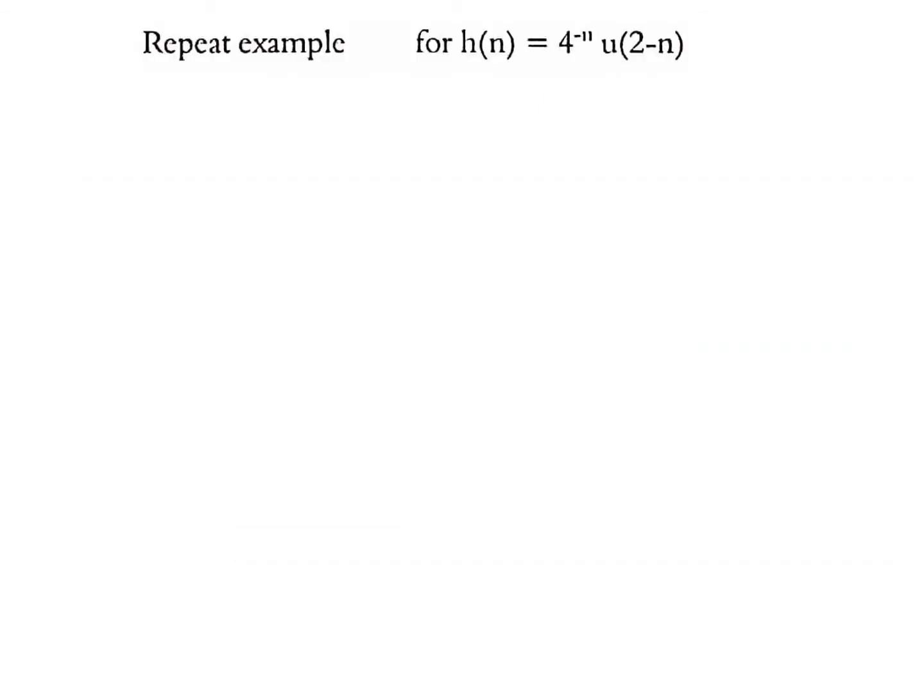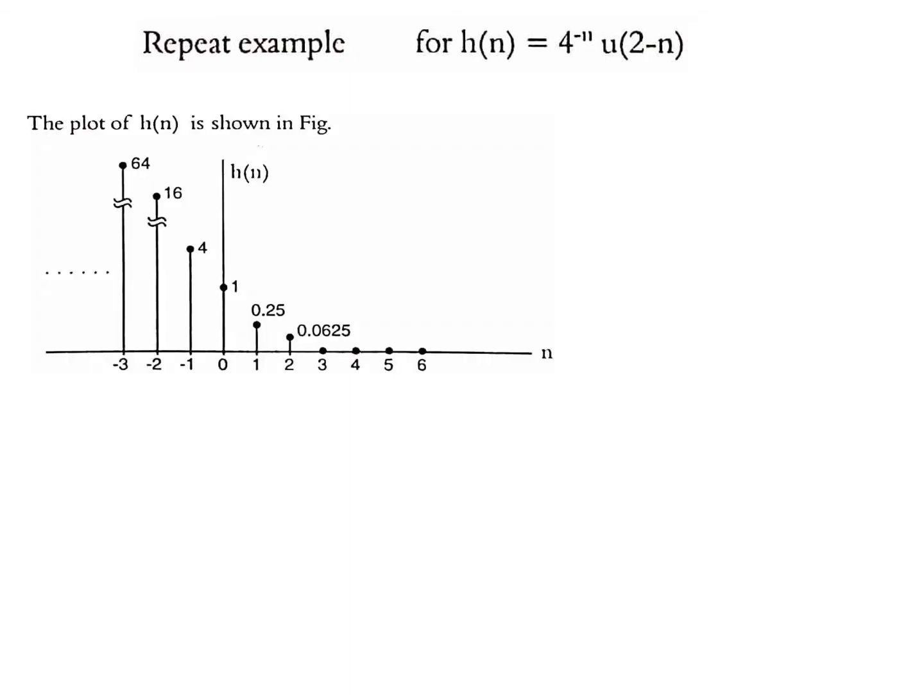Now in this particular case, h of n is equal to 4 to the power of minus n, u of 2 minus n. This is the graph I am getting. You can plot this graph. I won't explain much because it is a waste of time. You will first plot the graph of 4 power of minus n for a few values of negative n and a few values of positive n. Then multiply this with u of 2 minus n. You know how to get u of 2 minus n. It is a shifted folded signal that multiplies with 4 power minus n.